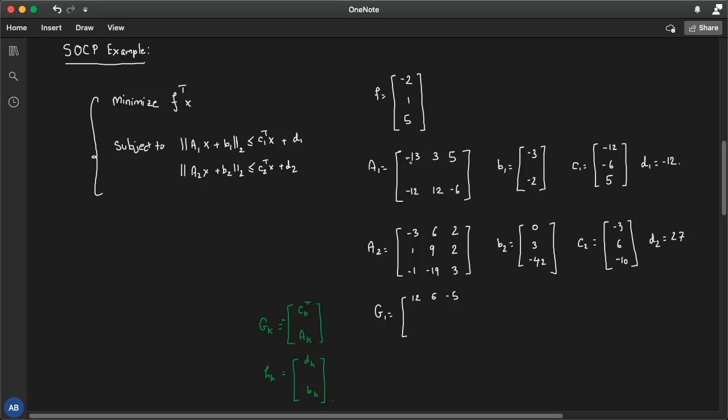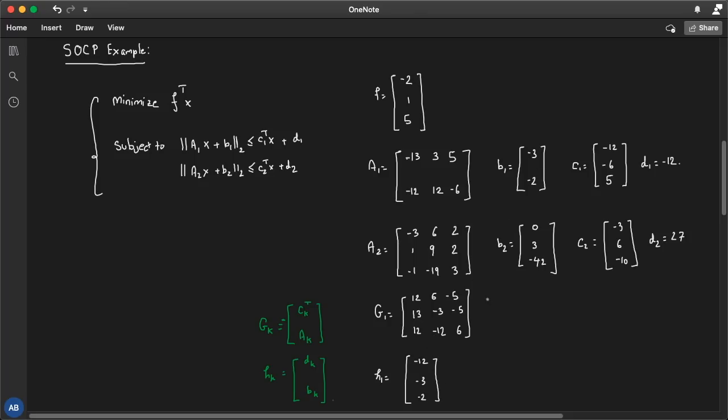So minus A1 would be 13, minus 3, minus 5. And 12, minus 12, and 6. Right? Now my H1 is going to contain D1 along with B1. So D1 is minus 12, and my B1 is minus 3 and minus 2.